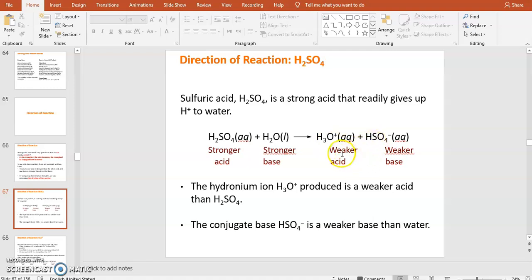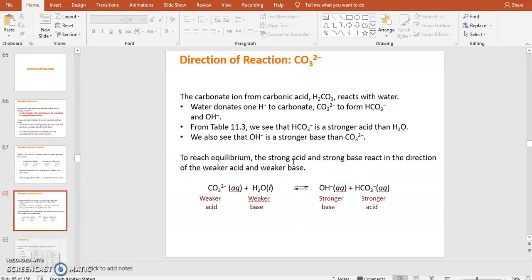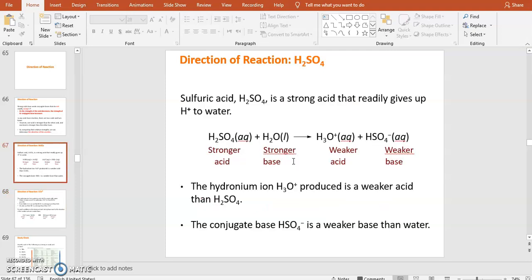Which one has more hydrogen? The one that has more hydrogen at the beginning will be the acid, and the other will be the conjugate base. So the strong acid here produces a weak acid, and the strong base produces a weak base, a weak conjugate base.